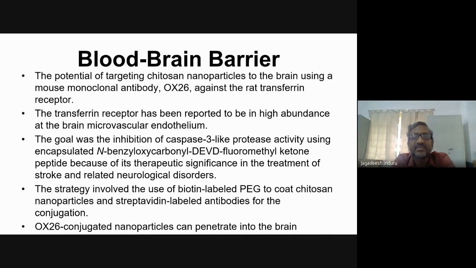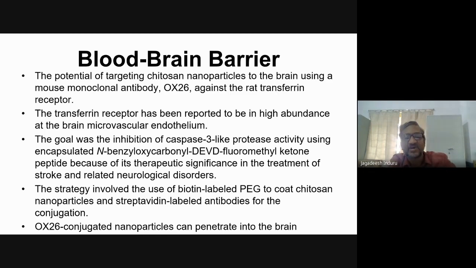The goal was inhibition of the caspase 3 like protease activity, encapsulated by the N-benzyloxycarbonyl DEVD fluoromethyl ketone peptide, because of its therapeutic significance in the treatment of stroke and related neurological disorders, which are not present at the exterior of the brain; it is entering into the brain stem stage. So carrier mediated transport is required to reach these receptors. That is the reason we have transferrin receptor mediated drug delivery.